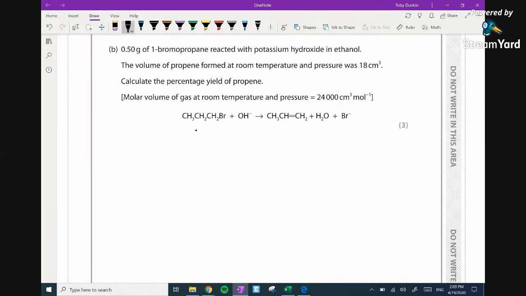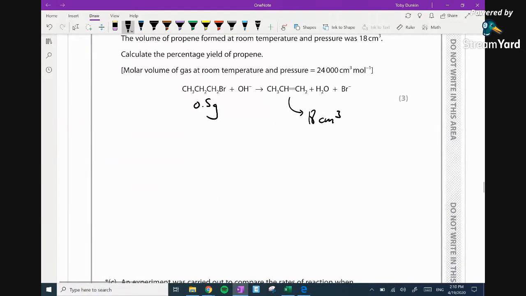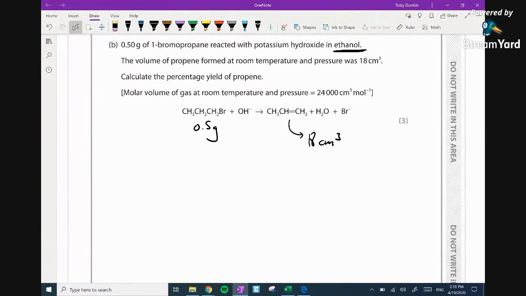0.5 grams, so I'm going to write that underneath there, of 1-bromopropane reacts with potassium hydroxide in ethanol. There's the elimination. The volume of propene formed at room temperature. So the propene was 18 centimeters cubed. Calculate the percentage yield of the propene. That's actually really nice. So the first thing you're going to have to do, just to point out, by the way, you guys need to be aware that these papers are not testing you properly. You are not covering PV equals nRT.